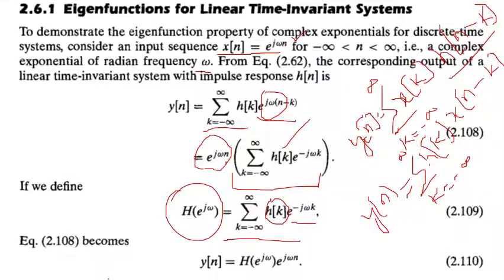If we have x[n] here, we will have X(e^{jω}) correspondingly. Now the output is equal to the frequency response times the input. So this is the eigenfunction and this is the eigenvalue. Let's move on to the next slide.